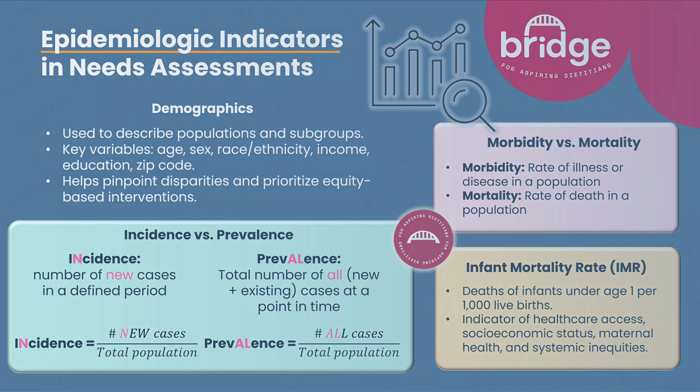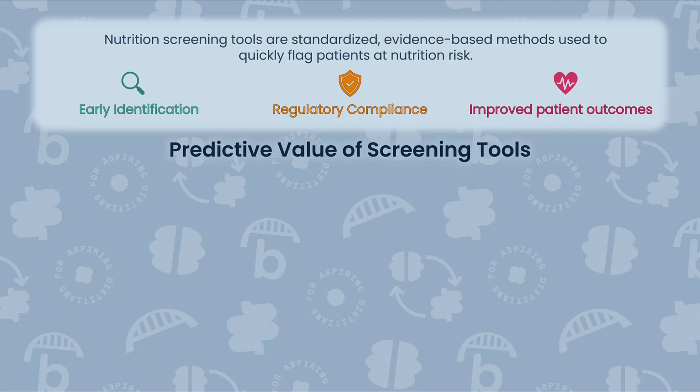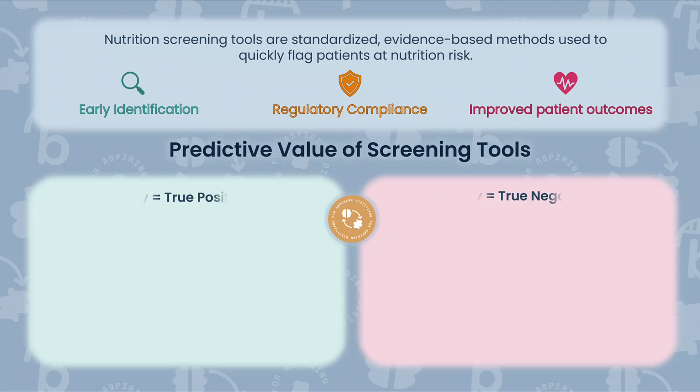In addition to understanding disease burden, we also need to understand the systems that identify who may be at nutrition risk, and these are called nutrition screening tools. Nutrition screening tools are standardized, evidence-based methods that are used to quickly identify patients who may need further nutrition assessment. These tools help support early intervention and so improve outcomes. And they also help organizations meet their regulatory standards. We'll cover individual screening tools in greater depth later. But for now, we'll use sensitivity and specificity to evaluate whether a screening tool is effective.